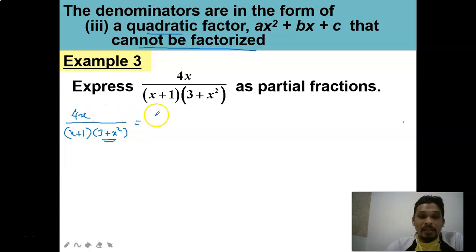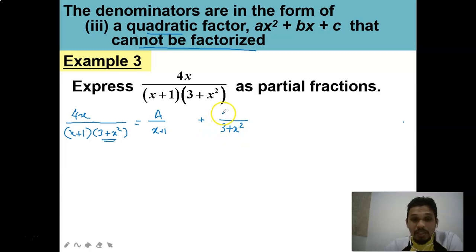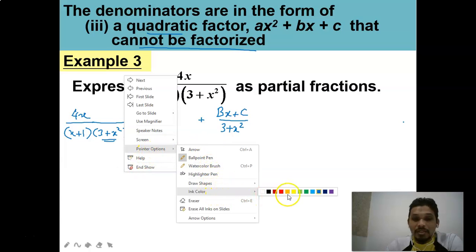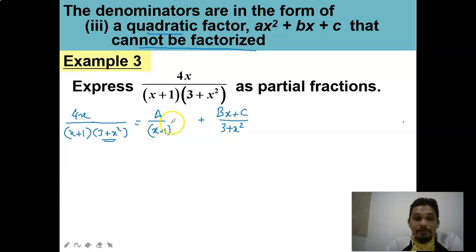So A divided by x plus 1, plus, divided by 3 plus x squared. In this case, we come out with the numerator of Bx plus C. So let's compare this with this here. And again, I'm going to use a different ink just to make a difference. It has x plus 1 here, it needs another of 3 plus x squared. So multiply with 3 plus x squared, and also here 3 plus x squared.